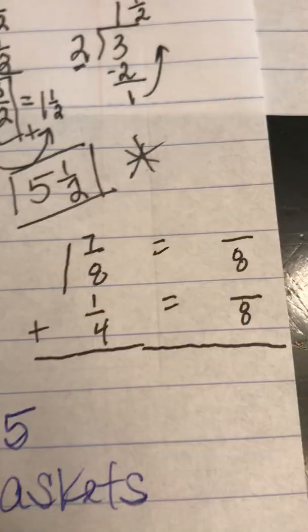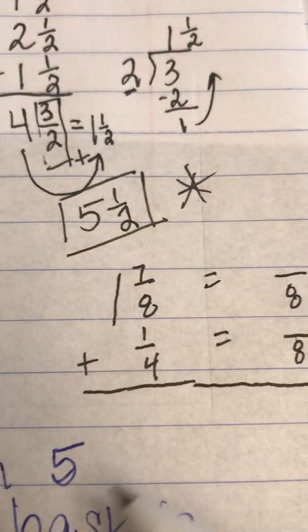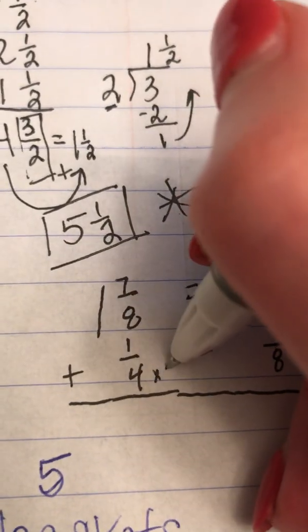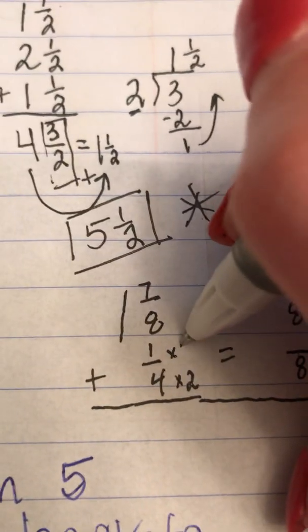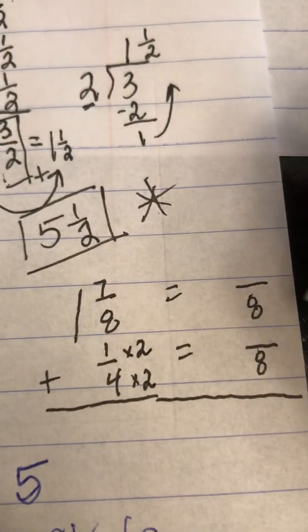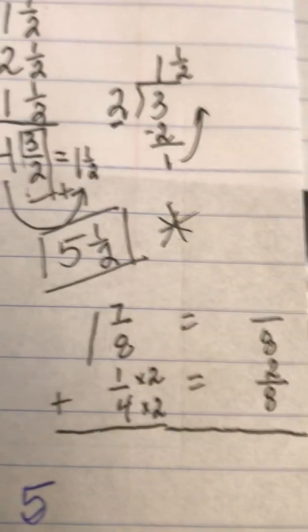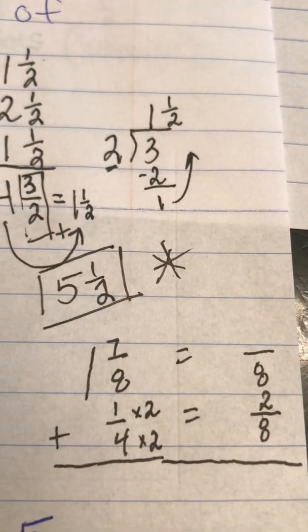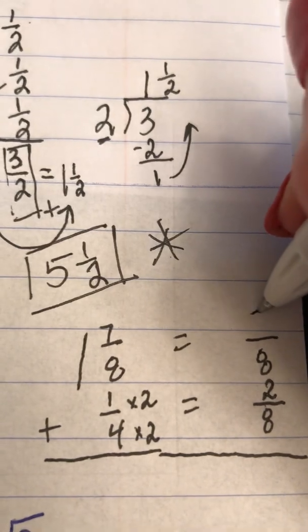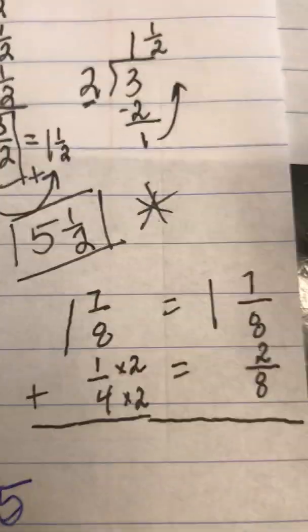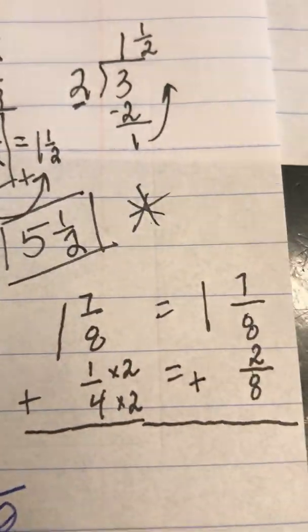Extend that line a little bit. And we're going to say to ourselves, how do we turn a 4 into an 8? We multiply by 2. If you multiply the bottom by 2, you have to multiply the top by 2. So this turns into 1 times 2 on top, which is 2/8. So that is just an equivalent fraction for 1/4. Now this one's already in 8ths, so all we do is bring it over. Bring over your whole number, and we have to remember that we are adding here.